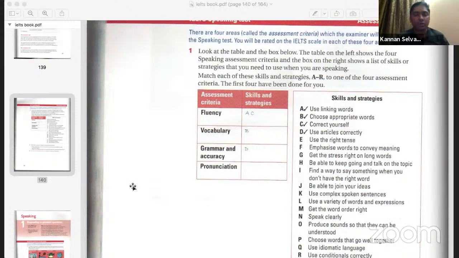This is what we are going to do right now. Please make note, there are two things in fluency. Number one, making sense to the given question. Number two, speaking with a proper flow. These are the two things that go into fluency.